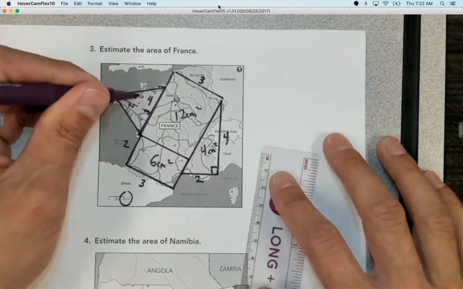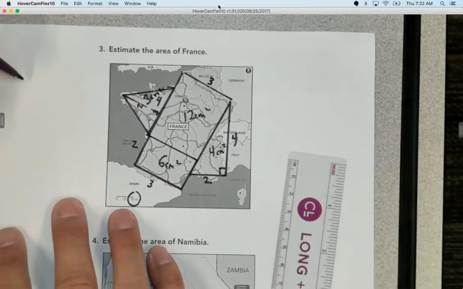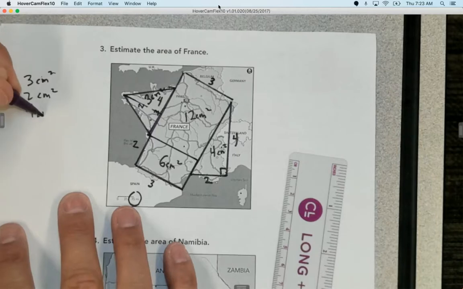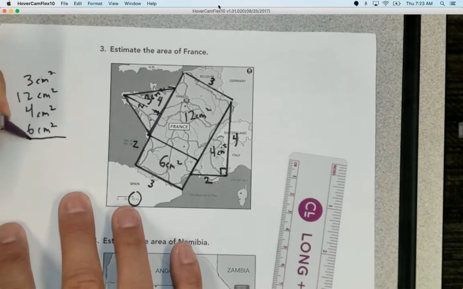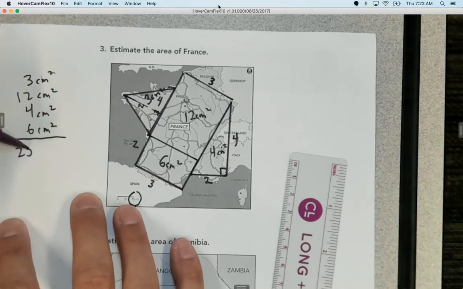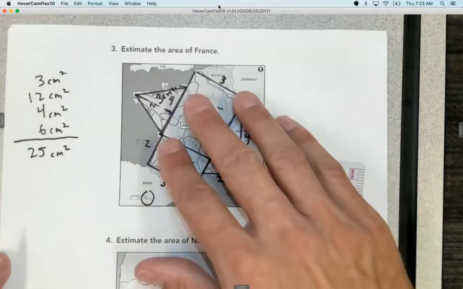So if I take all these parts, I would have 3 centimeters squared plus 12 centimeters squared plus 4 centimeters squared plus 6 centimeters squared. Add those all together and I get 25 centimeters squared. Okay. And so trying to break this up into shapes we can figure out the area of is the goal of this right here.